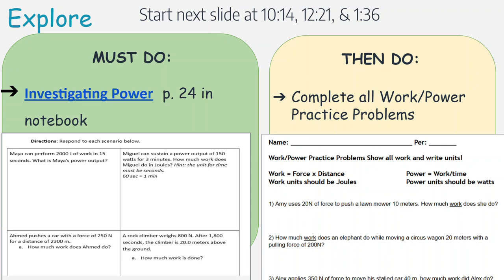Of course, you can use a calculator. Make sure every time you're looking at the problems, you're reading through carefully. You want to figure out, what are you trying to answer? And it's helpful to even underline. So when I read this one, Maya can perform 2,000 joules of work in 15 seconds. What is Maya's power output? I might underline the word power and remind myself that I'm going to say power equals work divided by time. Then I know what to look for and what to plug into those formulas.